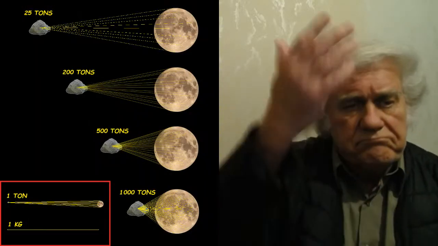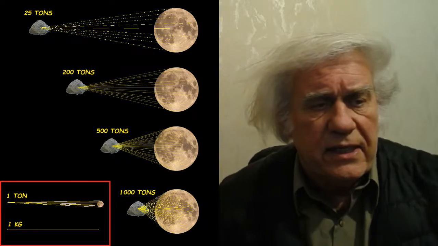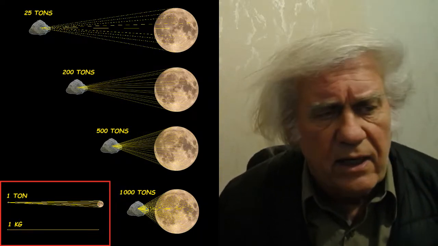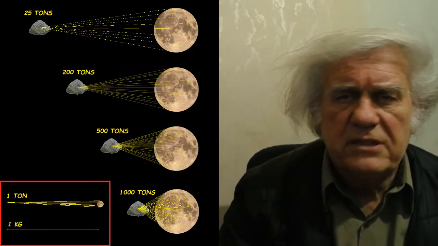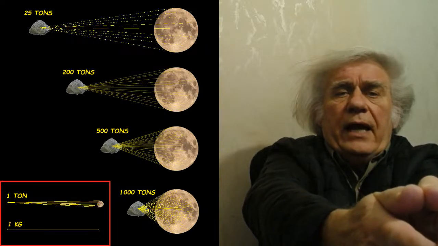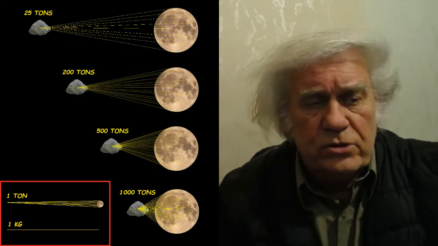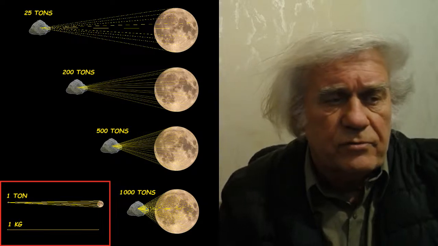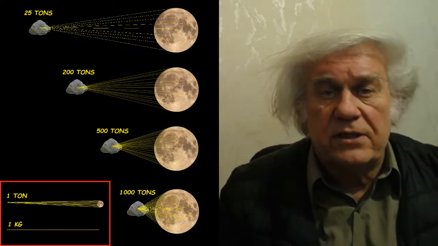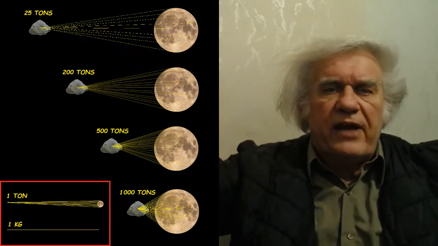And so here we have different versions of this. You see when it's very far away, like on the bottom there, maybe it's 1 kilogram when it's at a great distance. Why? Because all the ropes come together, right? And as the asteroid approaches the moon, you can see what's happening. It goes from 25 tons, 200 tons, 500 tons, 1,000 tons, the closer it gets. Why? Because the ropes are fanning out.